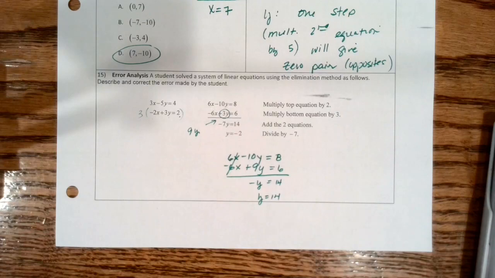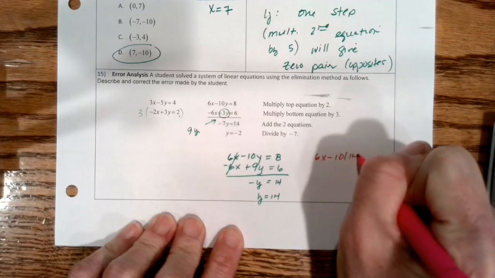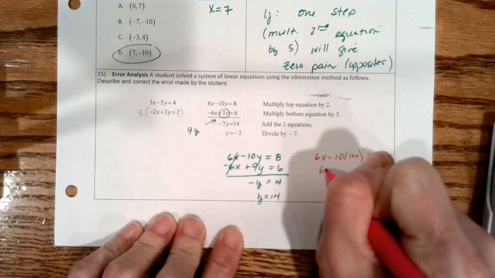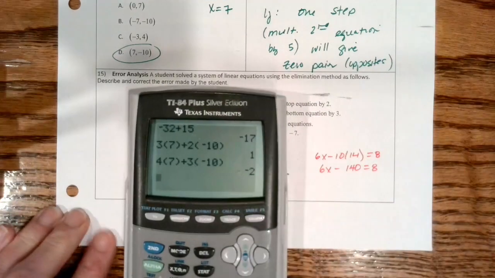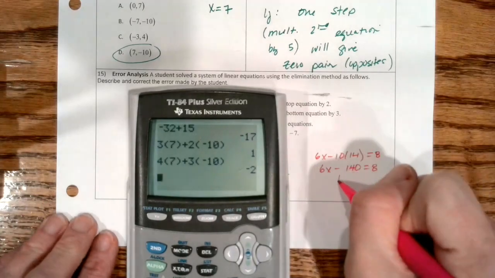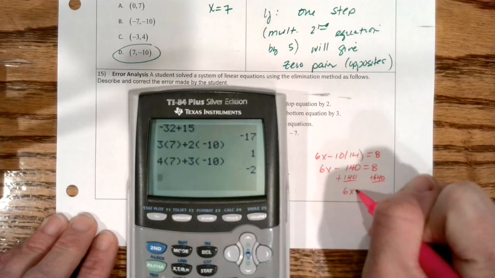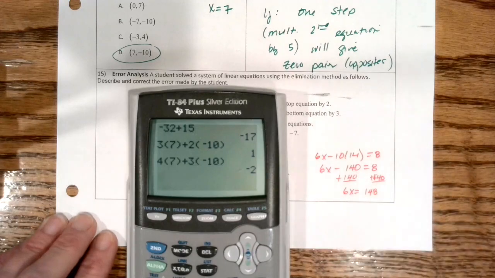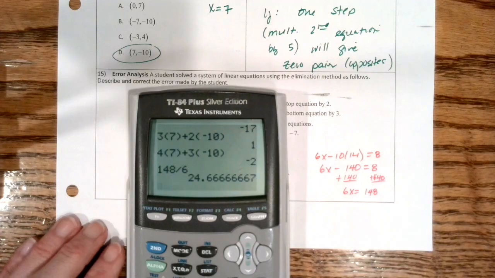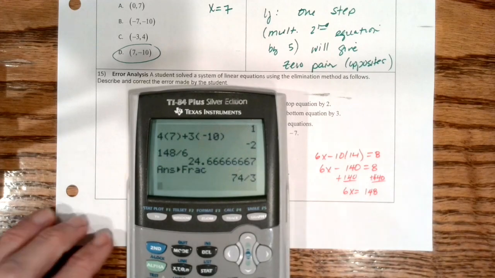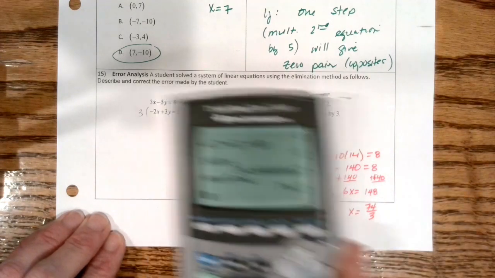So when I solve for x, I'm going to put 14 in for y. So I have 6x minus 10 times 14 is equal to 8. 6x minus 140 is equal to 8. Bring in the calculator. And I have plus 140, plus 140. So I have 6x is equal to 148. 148 divided by 6. Oh dear. Doesn't go in even. Enter. 74 thirds. Let's go back and see if I made a mistake.